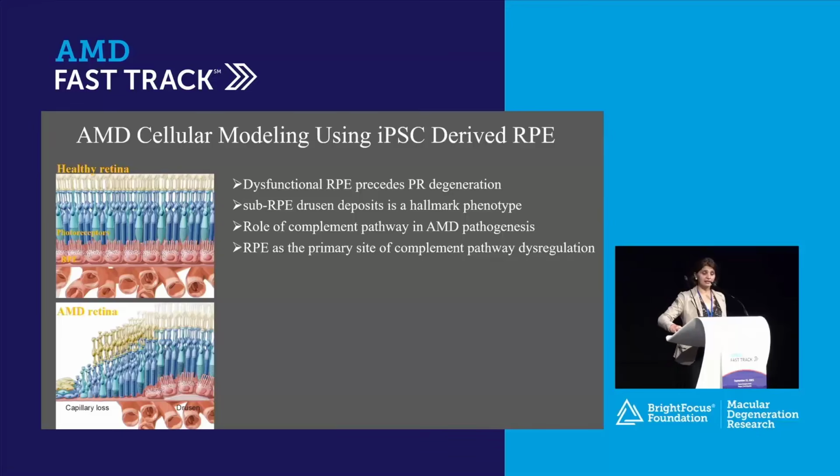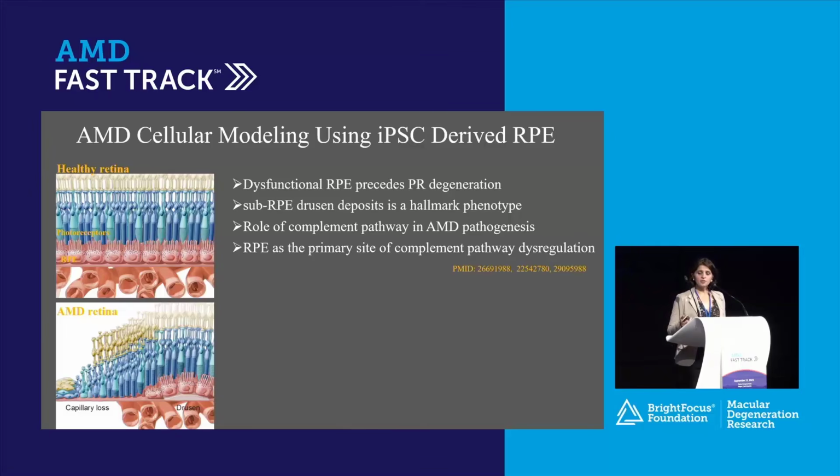These are different pieces of information that we already know in the field: RPE dysfunction most likely precedes photoreceptor degeneration; one of the key phenotypes of dry AMD is sub-RPE deposits; and through GWAS studies and other studies that people have done in the field, the complement pathway has a role in AMD pathogenesis, and RPE could be the primary site of complement pathway dysregulation.